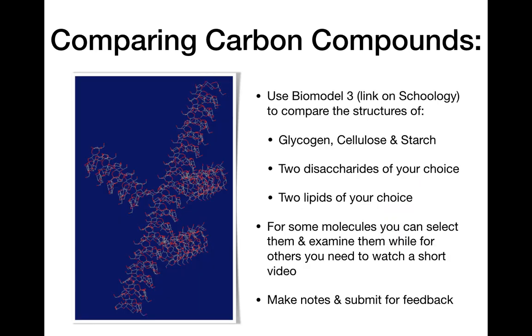So what you're going to do, your comparative task, is to use this software. I'll show you how to use it in a second, a website called BioModel 3, and you're going to compare glycogen, cellulose, and starch. I just talked about the differences between them, and I want you to use it as practice with the software where you already kind of know what you're looking for. Then you're going to look at some other molecules. You can pick two disaccharides. There's a whole bunch of options on there. You can pick two and compare and contrast them. And then you can pick two lipids and compare and contrast them. Some of the molecules you can select and manipulate. Some of them you just watch a little video of it spinning around in space.